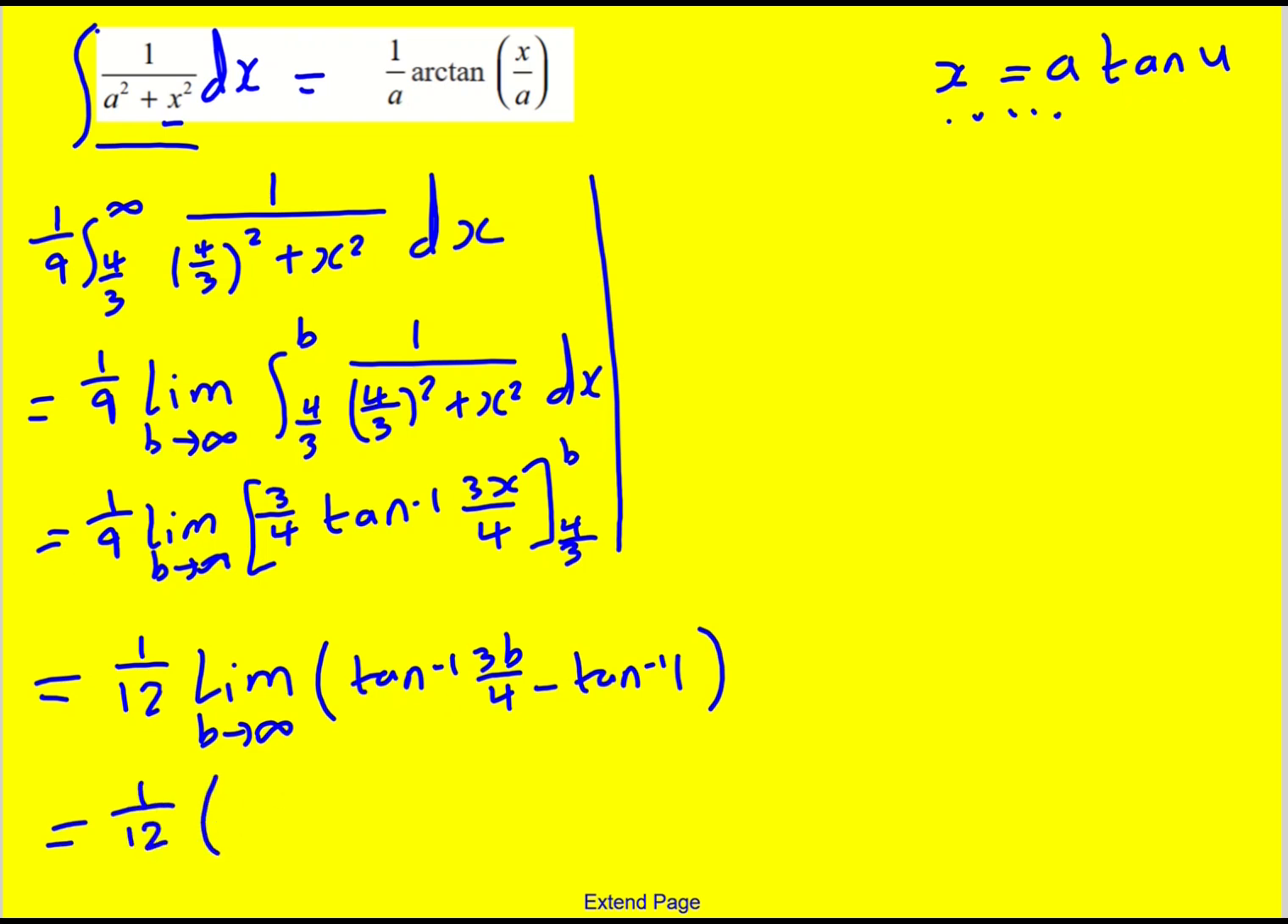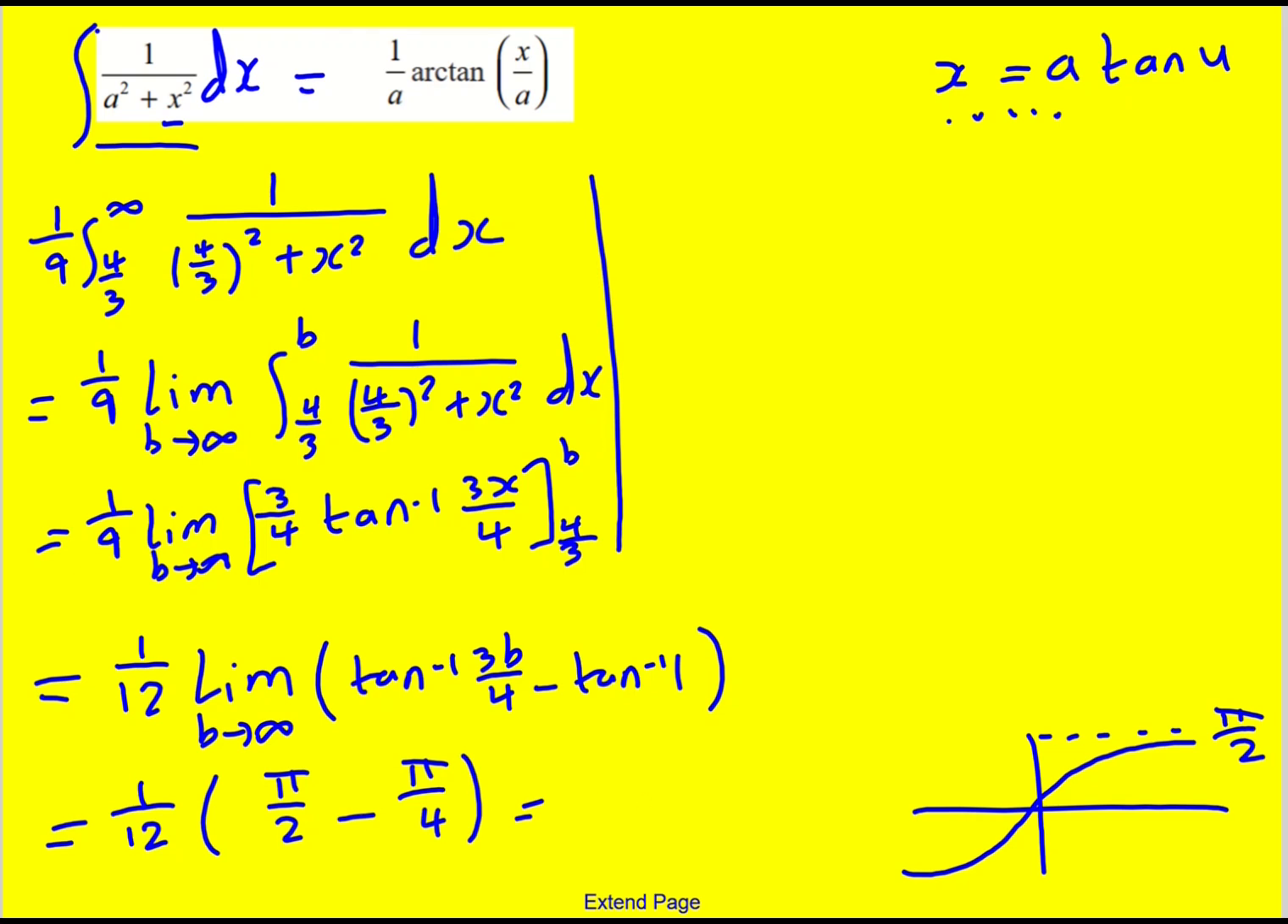Now we just have to think, what happens to inverse tan as b approaches infinity? You might know what inverse tan looks like. It's actually like this. Since tan approaches infinity as x approaches pi over 2, the opposite is true. As x approaches infinity, inverse tan approaches pi over 2. It's an asymptote. And so in the limit, we can say that it will equal pi over 2. And then inverse tan of 1 is just pi over 4.